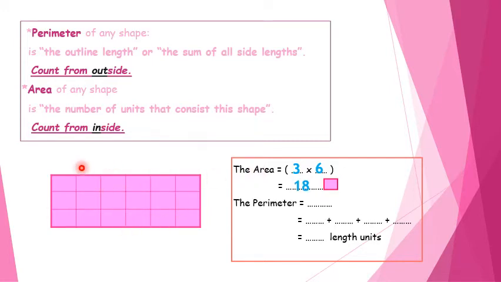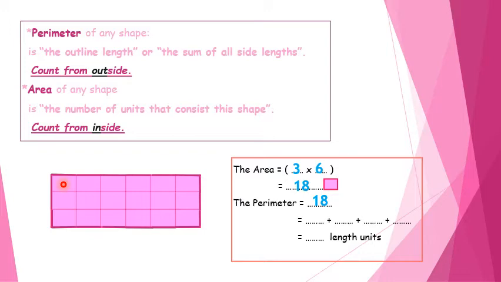And the perimeter of it is the outline only. Okay, so I count the outline. 1, 2, 3, 4, 5, 6, 7, 8, 9, 10, 11, 12, 13, 14, 15, 16, 17, 18. So the perimeter is 18.